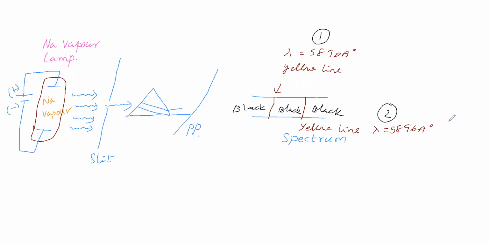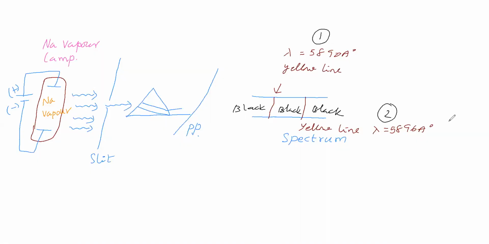One student says that other wavelengths are also present. So this sodium vapor lamp is glowing and emitting radiation. In this radiation, wavelength number 1 is present, wavelength number 2 is present, and other wavelengths are also present. We will check whether other wavelengths are present or not. How to check?